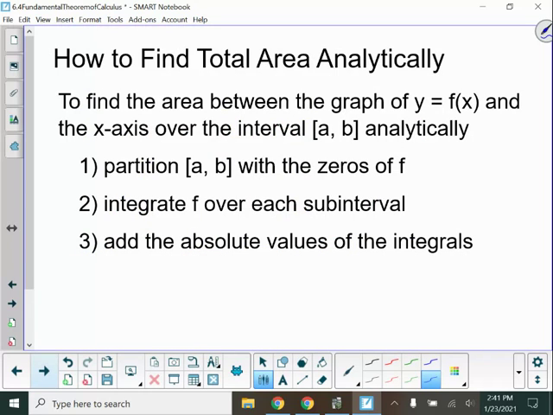Find the area between the graph of y equals f of x and the x-axis over the interval a to b analytically. You're going to partition your a to b with the zeros of f, integrate f over each subinterval, and then add the absolute values together. So if it says to find total area, that's a good indication that you need to use absolute values, because your area has to be positive. And there are times when this is useful.